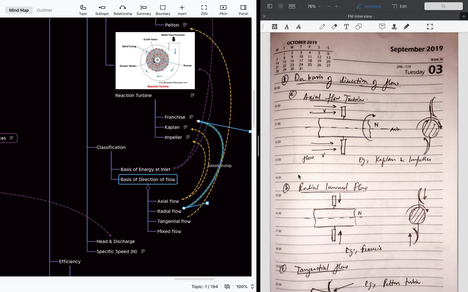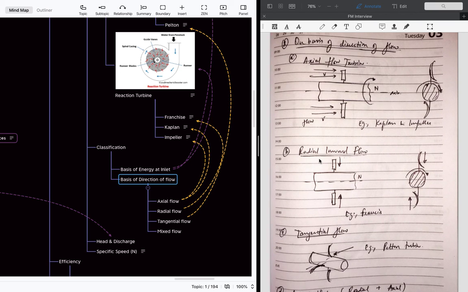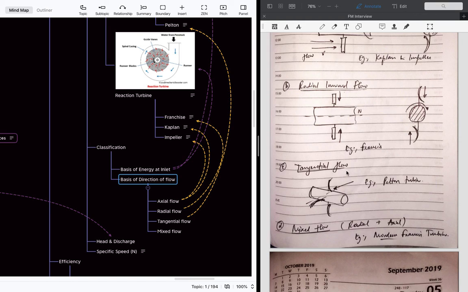On the basis of direction of flow, if the direction of flow is axial to the turbine shaft, meaning the water flows along the shaft, this is called an axial flow turbine, and some examples are the Kaplan and the propeller turbines. Both are basically reaction turbines. And if the flow is radial, directly like this, then it is a radial flow turbine, and one example is the Francis turbine. And if the flow is tangential, like this, the Pelton turbine is one of the examples.